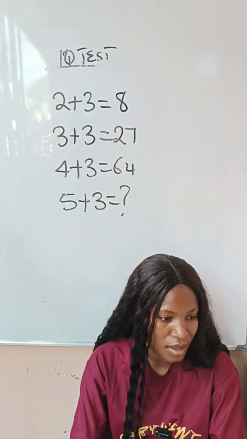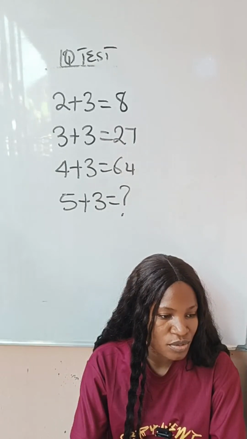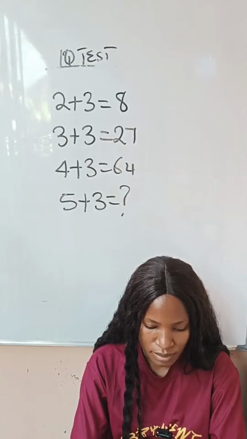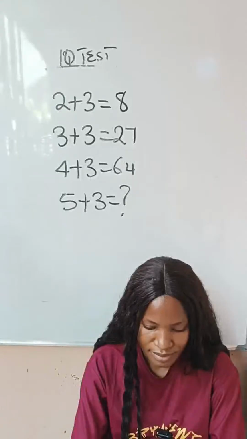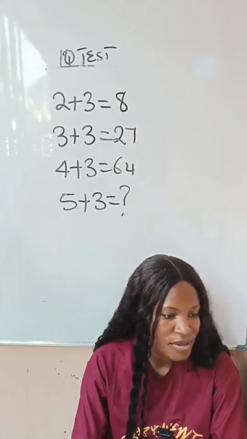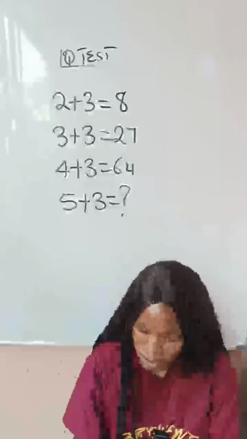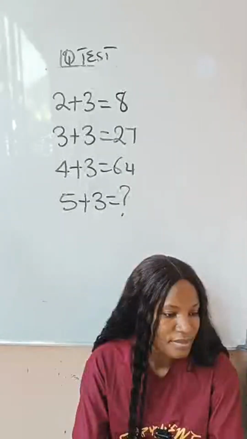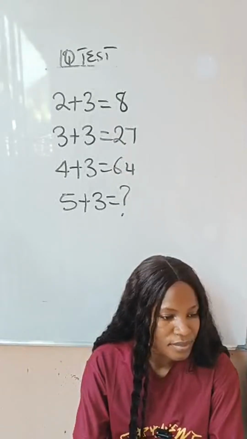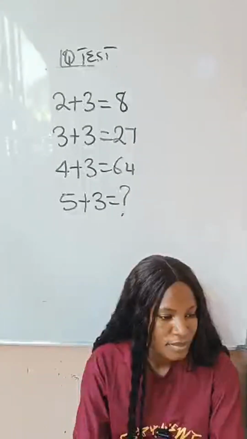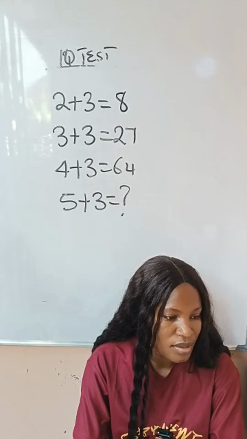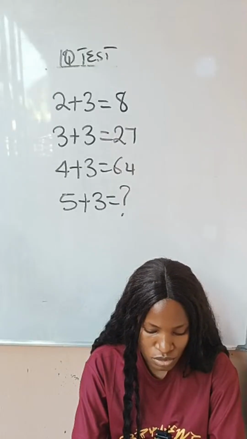I'm seeing 75 by PK and 125 by, sorry, I cannot pronounce your name. Okay, let's go. 125, 125. Okay. So we have 5 to the power of 3 is 125.